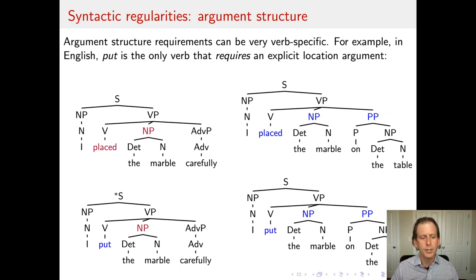Contrast that to the word put. I put the marble carefully is, once again, if you're a native English speaker, going to sound very strange to you. And the reason is that put, unlike place, although they mean almost the same thing, it's very hard to pin down what they actually mean that would be different. Put requires not only a direct object, it also requires a location. And so I put the marble carefully sounds weird, and the reason is that it's missing the location. Place doesn't actually require the location, and put does. So I put the marble on the table is fine because both of the requirements are met.